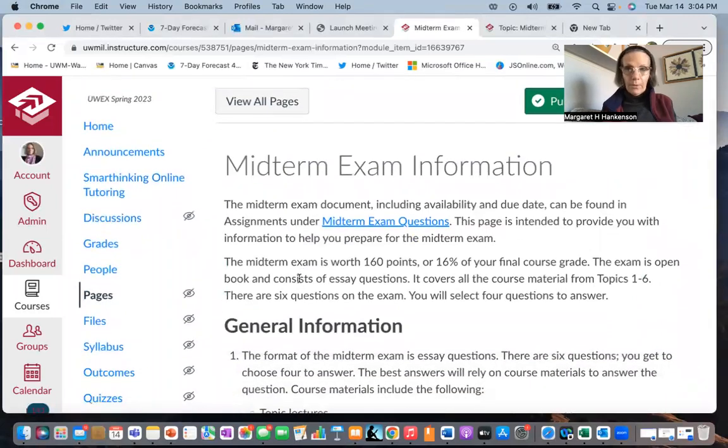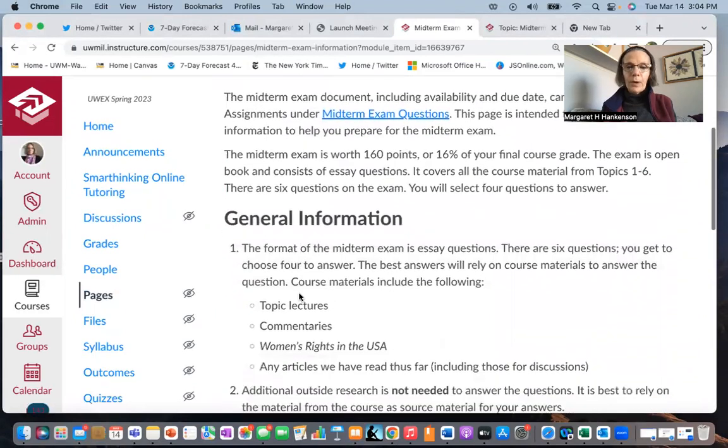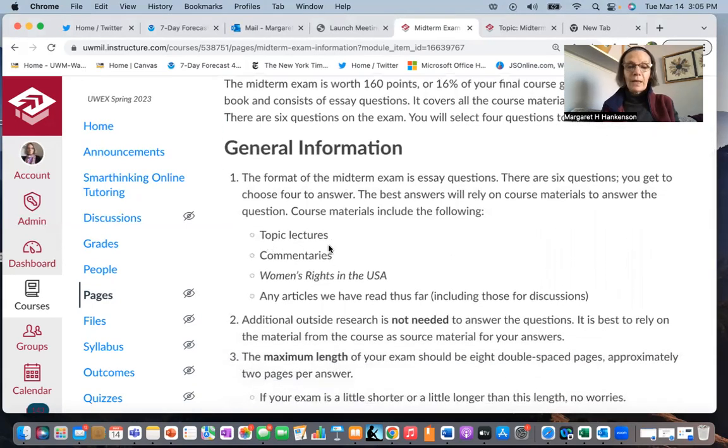I'm not going to go through all of this, but I'm going to highlight some of the more important pieces of information. As I said, this is an essay exam. There are 6 questions. You choose the 4 that you want to answer. And the best answers, as it says here, will really pull on all of the course material that we've done throughout the semester. That would include the topic lectures, commentary, the textbook, and any of the articles that we've read, including those that we've used for discussion.